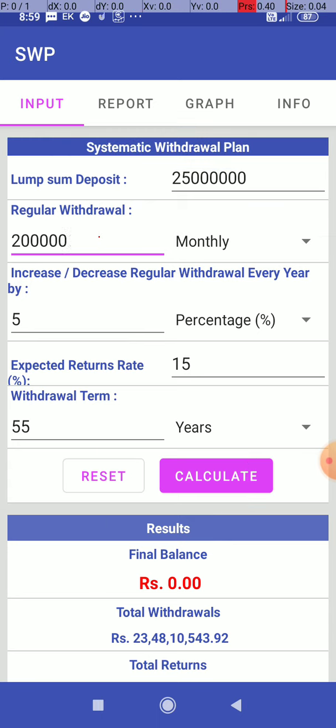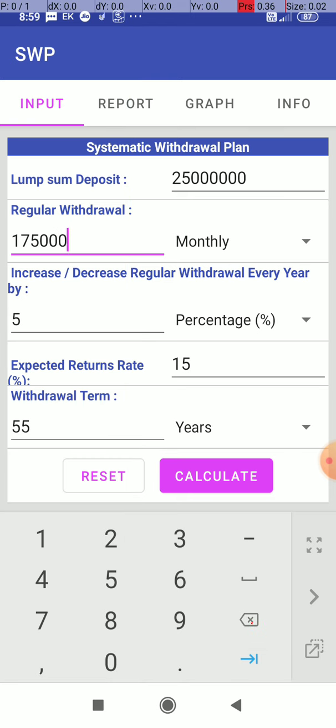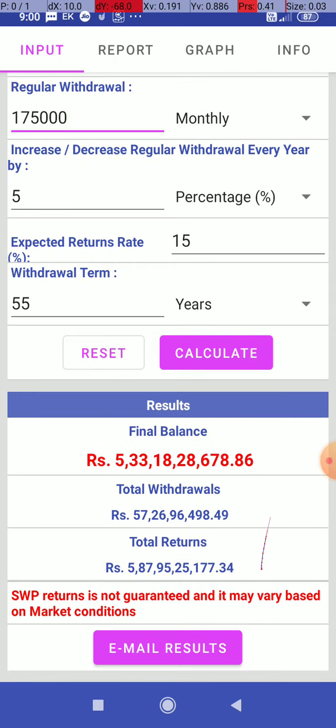So let us make it 1,75,000. Now if you withdraw 1,75,000 every month, that will be your monthly income after retirement, and every year you are increasing the amount of withdrawal by 5%. Expected return is 15%, and the withdrawal term is 55 years because you are 45 and are expected to live to 100 years. So let us see what remains after 100 years. Now the final balance is 533 crores, and you have withdrawn 57 crores, 26,00,000. And when you are 100, your balance will be 533 crores.